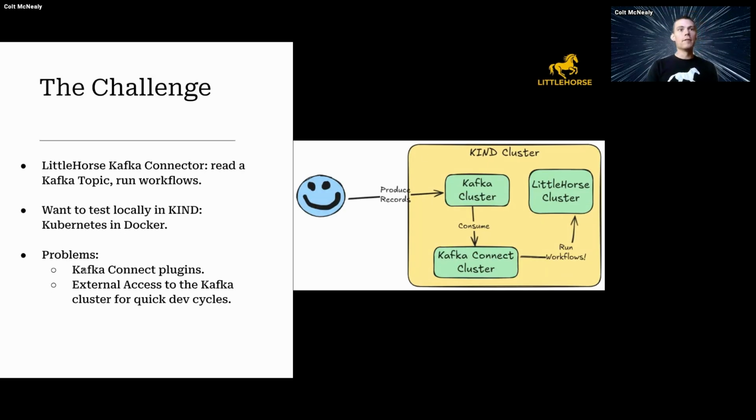And there are two problems that are difficult. First is Kafka Connect plugins, and the second is getting external access to the Kafka cluster. So hopefully we'll learn some concepts about how Kubernetes networking works, how the Kafka client bootstrap protocol works, and how Strimzi's Kaniko build feature works in Kafka Connect along the way.